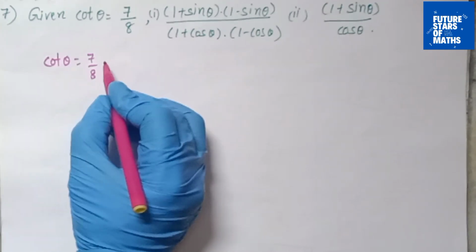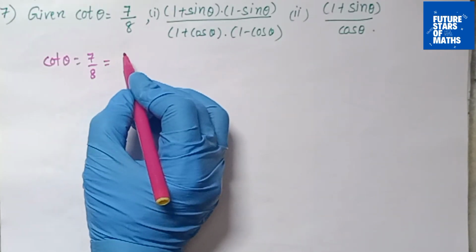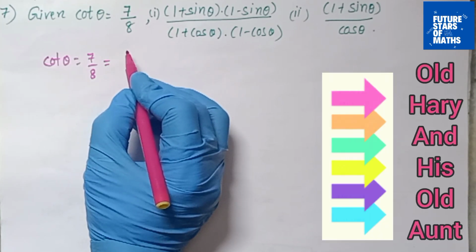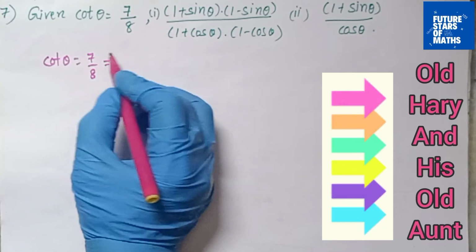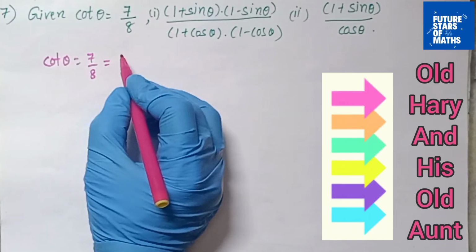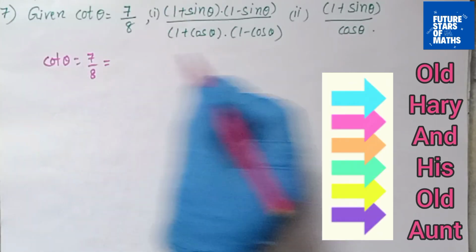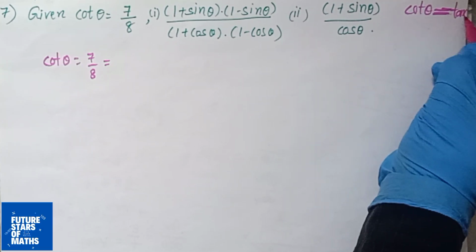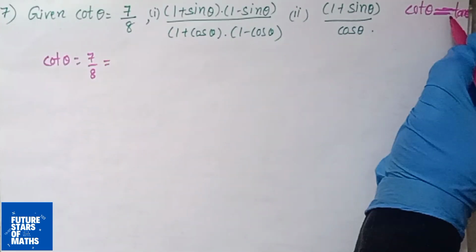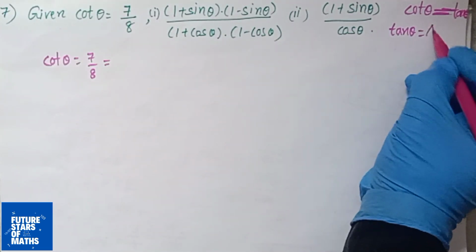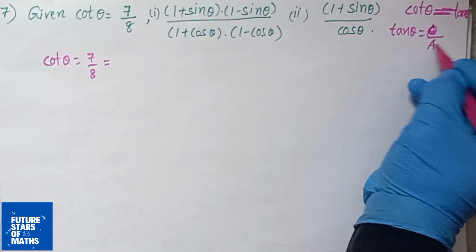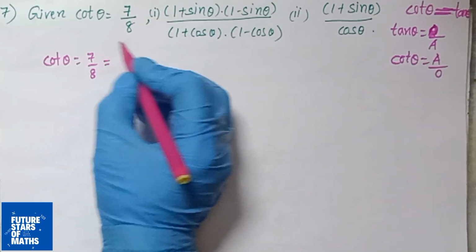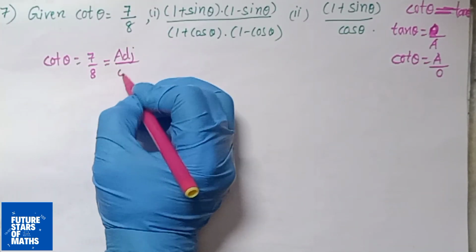So what is the formula for cot theta? Do you remember, students? If not, recall our Old Harry and his old aunt. According to that, tan theta will be opposite by adjacent, so cot theta is its inverse. What is cot theta? Inverse of tan theta. So if tan theta is opposite by adjacent, then cot theta will be adjacent by opposite.